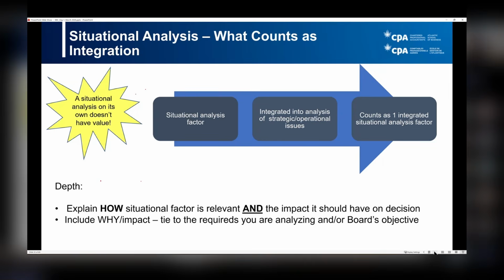Include the why and the impact, and if possible, tie it back to the requirements that you're analyzing. So when you're looking at your SWOT, for example, if the demand for organic bread is increasing, that would be the what. Tie the why and the impact to the requirements that you need to analyze. So the why and the impact would be that if they purchase POB, that would increase their revenue.